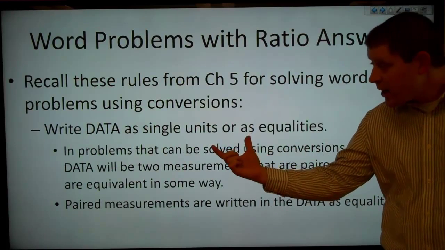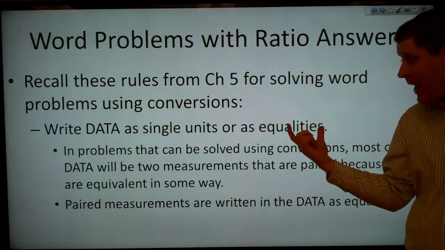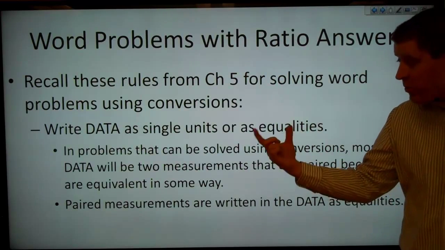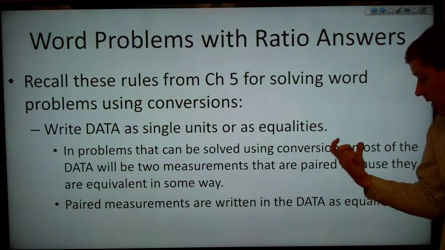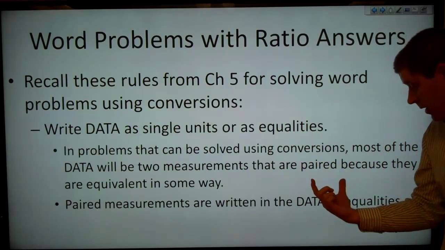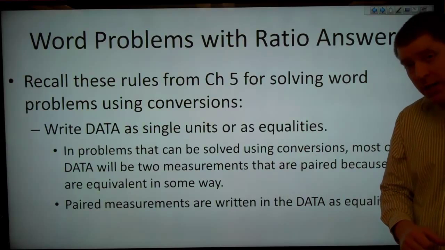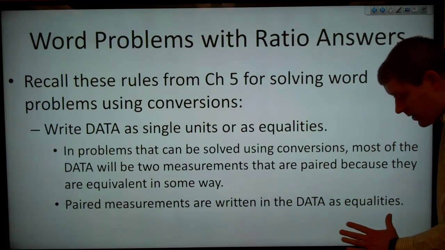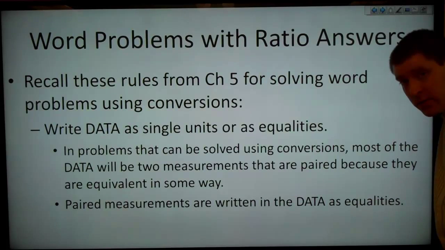We write the data as single units or as equalities, not as ratios. So in problems that can be solved using conversions, most of the data will be two measurements that are paired because they are equivalent in some way. And paired measurements are written in the data section as equalities.